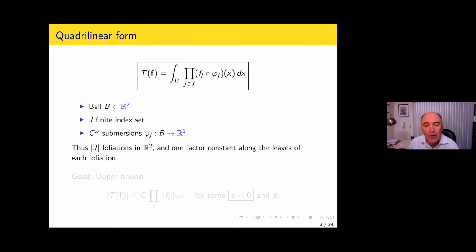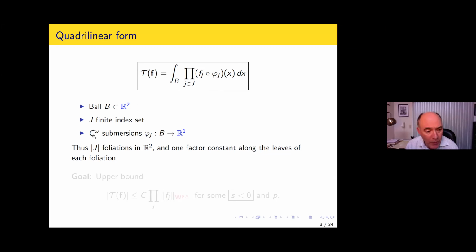So I have a multilinear form which acts on a J-tuple of functions f_j. I have a ball in some Euclidean space, and in this talk, it will just be a ball in R^2. Think of it as a small ball. I have a product with finitely many factors. I have functions composed with mappings. So the mappings are mappings from this ball, that is from R^2, down into R^1. So each factor really depends only on one variable, but they're not necessarily coordinate variables.